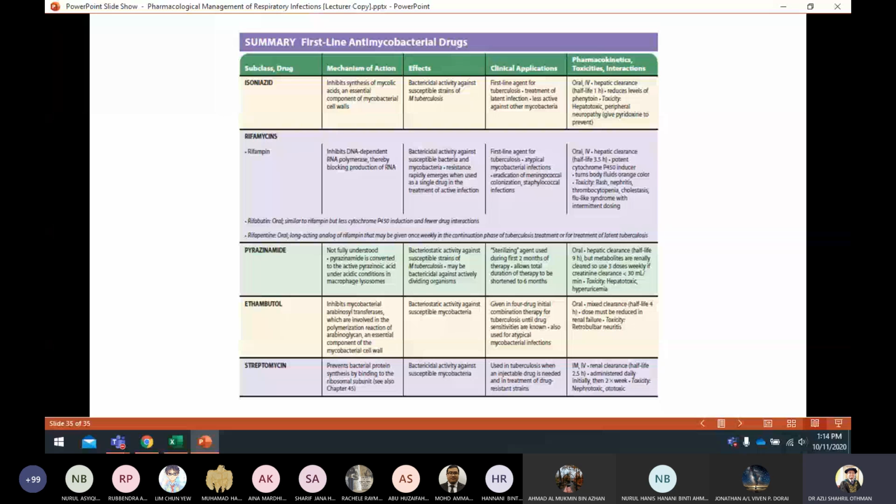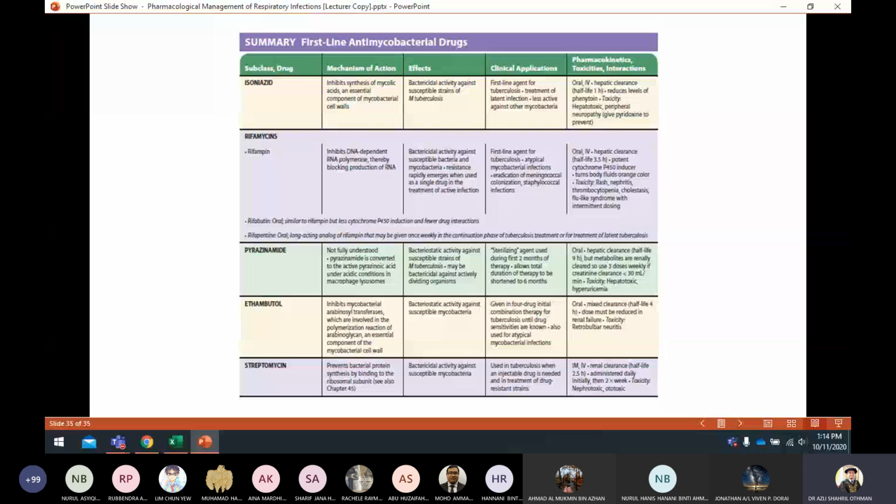Okay, so remember the mechanism of action, and also don't forget to remember the toxicities as well. There are a few things that are favored by lecturers to ask in questions. For example, rifampin causes your body fluids to turn orange.